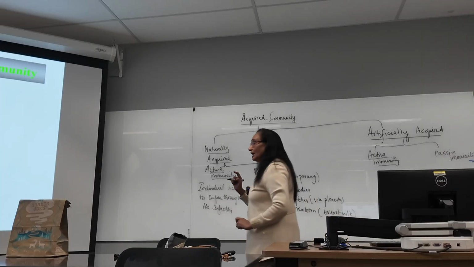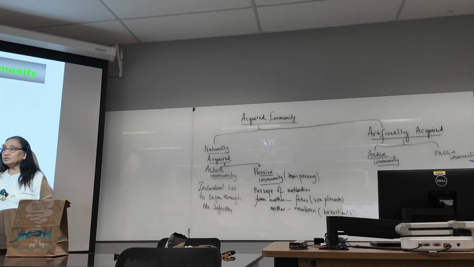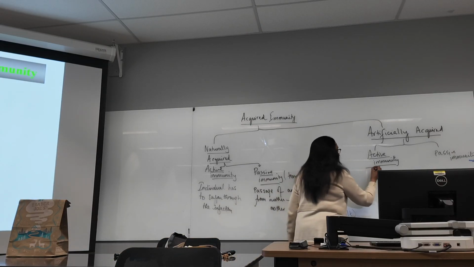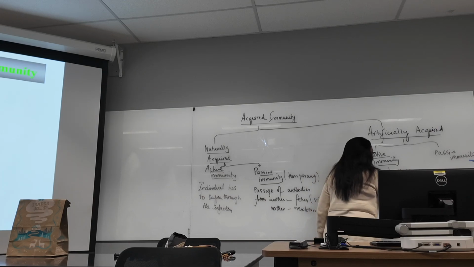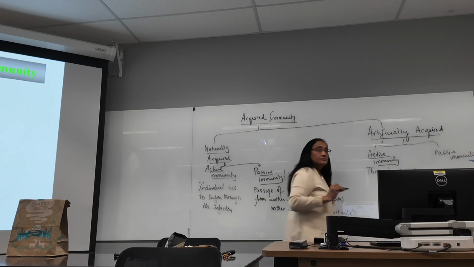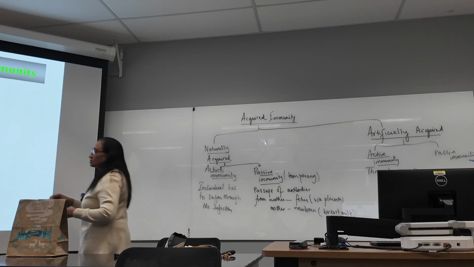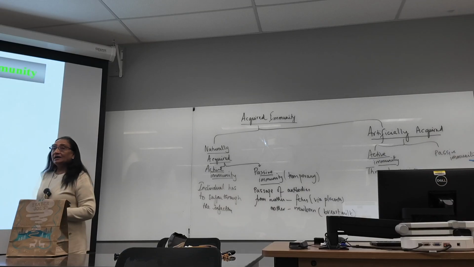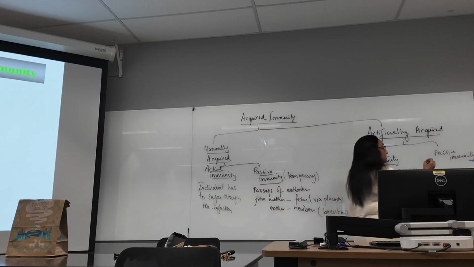Okay? So artificially acquired active immunity is through vaccines. This is through vaccines, administering vaccines during the initial stages of life. So we'll talk about some vaccines. And then you also have artificially acquired passive immunity.